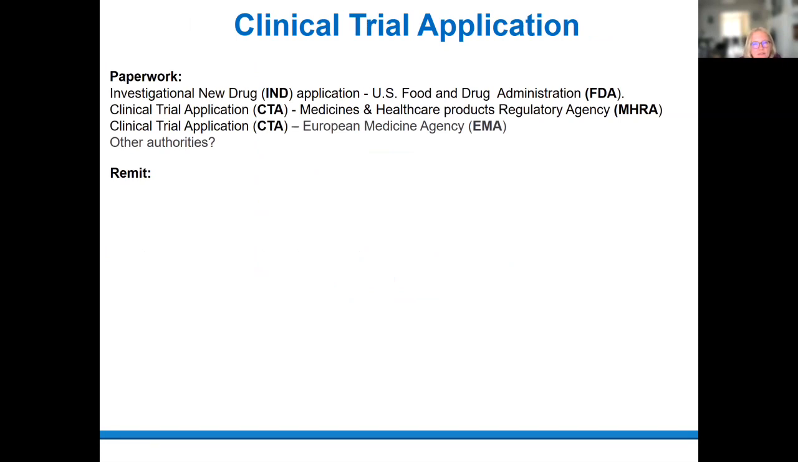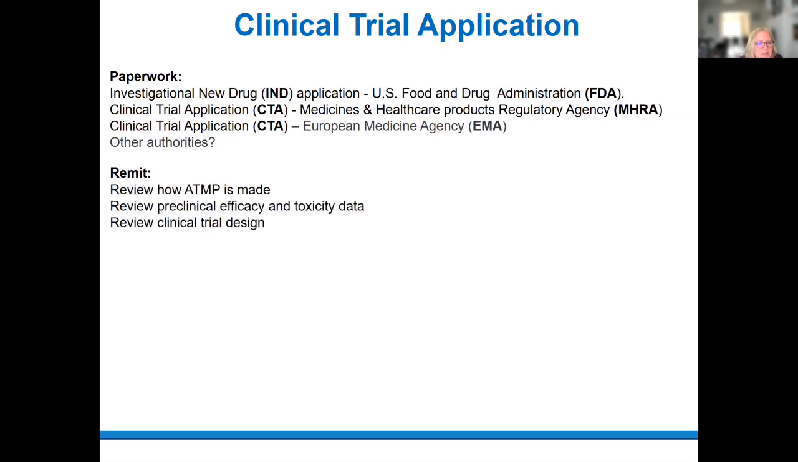Here, I just also wanted to tell you that before we can do a clinical trial in patients, there's a huge amount of paperwork. Every country has their own regulatory body. In the US, it's the FDA. Here in the UK, it's the MHRA. In Europe, it's the EMA. And if you want to do a clinical trial in these 3 countries, you have to speak to each of these regulators and get individual approval for your clinical trial.